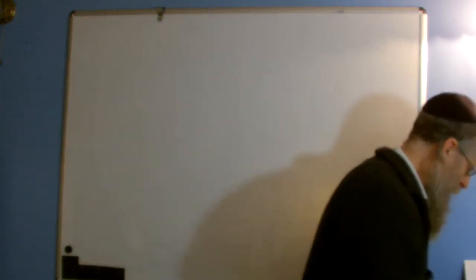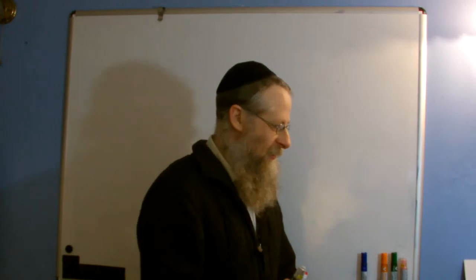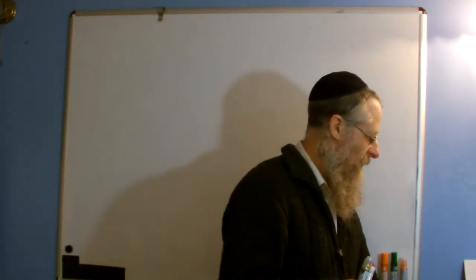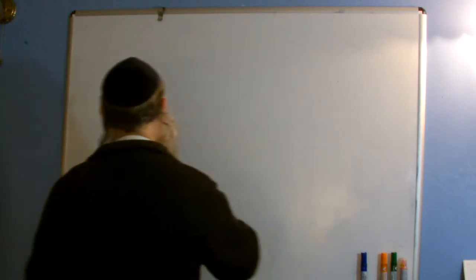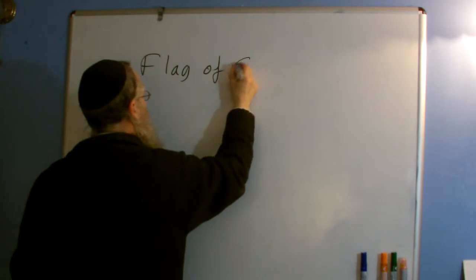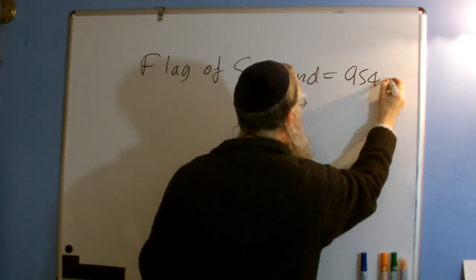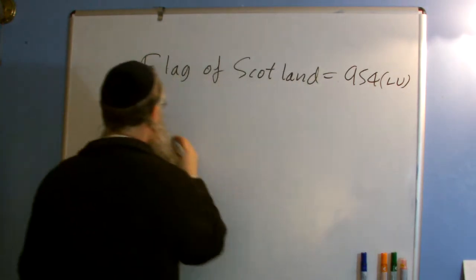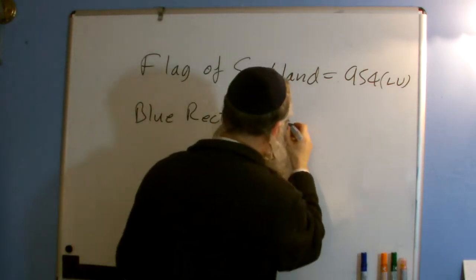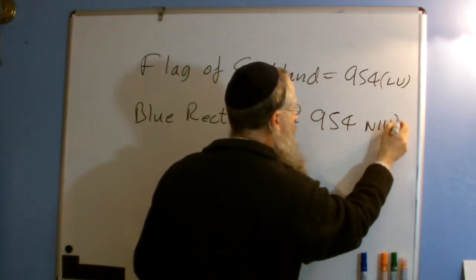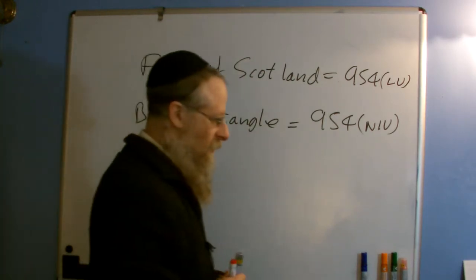And it's on a blue background. The blue background isn't really symbolic of any saint. It's the white saltire that is. But there's an interesting gematria on this, because if I take flag of Scotland, that will give me 954 for a large value. And if I take blue rectangle, that will give me 954 as an NIV value. So we have a relationship between the fact that the flag of Scotland is based on a blue rectangle.